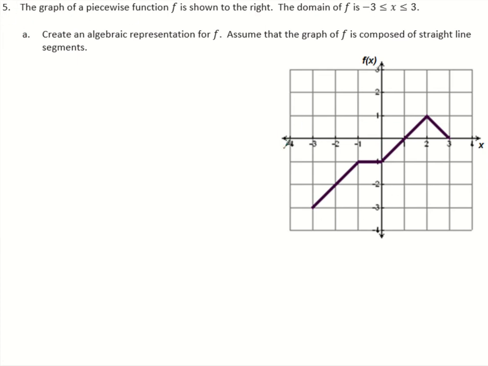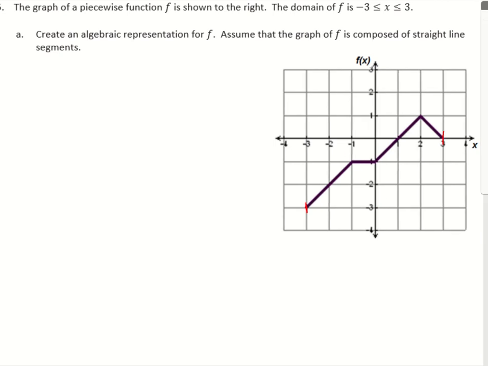that they give us. It's a graph of a piecewise function. Our domain of f is from -3 to +3. What it wants us to do is create an algebraic representation for f. So, as we discussed at the end of the class, there are going to be 4 separate sections for this graph. And in order to help me write the individual equations for each of these sections, I'm going to draw lines for each of them.